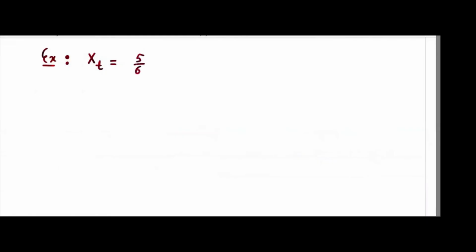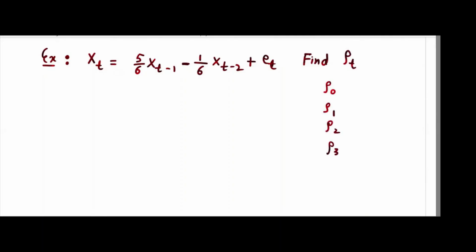I think it was 5 upon 6 xt minus 1, minus 1 upon 6 xt minus 2, plus CT. Now the question is: find the general form of autocorrelation. Find the general form. That means find rho t. That means you need to find rho 1, rho 2, rho 3 as well. Okay, rho 4, rho 5, rho 6, all.